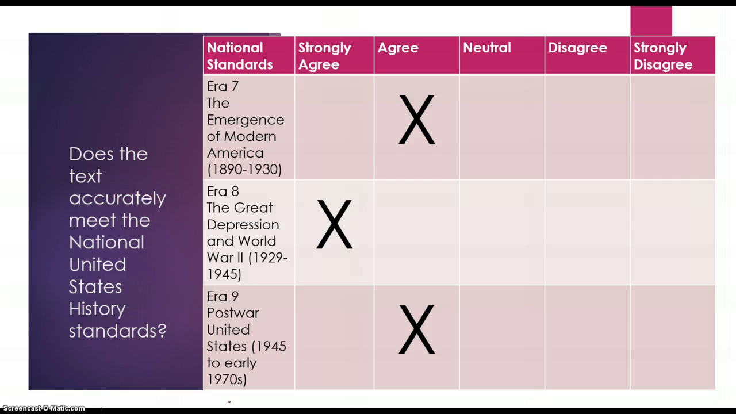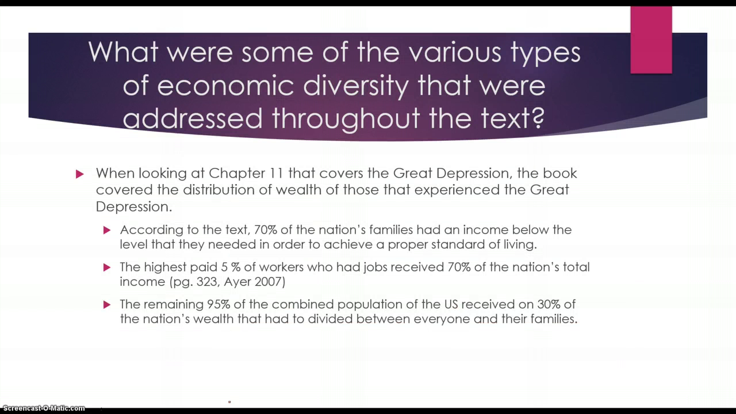After addressing whether the text correlated with the National United States History Standards, I wanted to address the diversity of the text. My first question was, what were some of the various types of economic diversity addressed throughout the text? Chapter 11 covered the Great Depression and the distribution of wealth. According to the text, 70% of the nation's families had an income below the level needed to achieve a proper standard of living. The highest paid 5% of workers who had jobs received 70% of the nation's total income. The remaining 95% of the population received only 30% of the nation's wealth that had to be divided between everyone and their families.